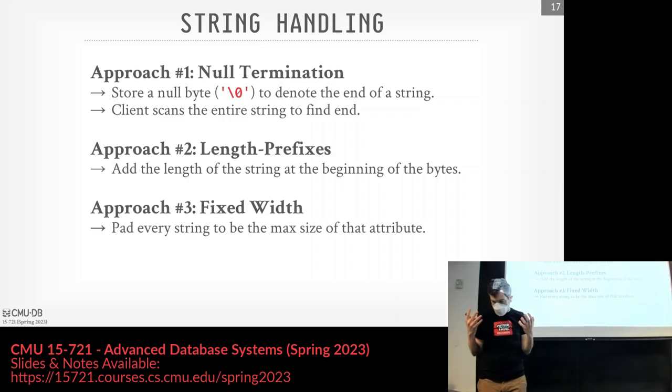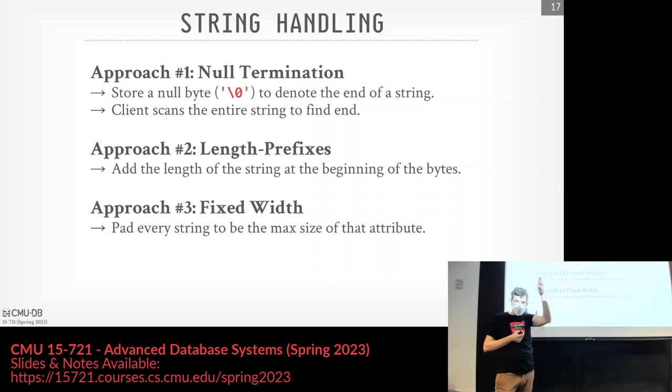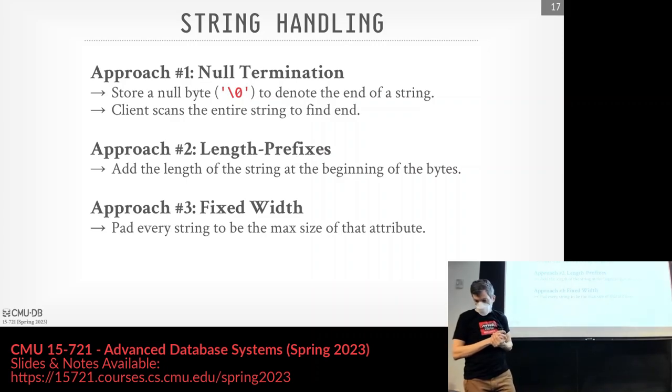All right, for representing strings, this is the same thing we talked about when we talk about storing varchars on disk. The first approach is just null termination, like in libc, the standard C library, where the last character is going to be this null character. So when the client is scanning the packet, trying to get the full result of a given attribute that's a string type, once you see this null terminator, you know you have it and you're done.